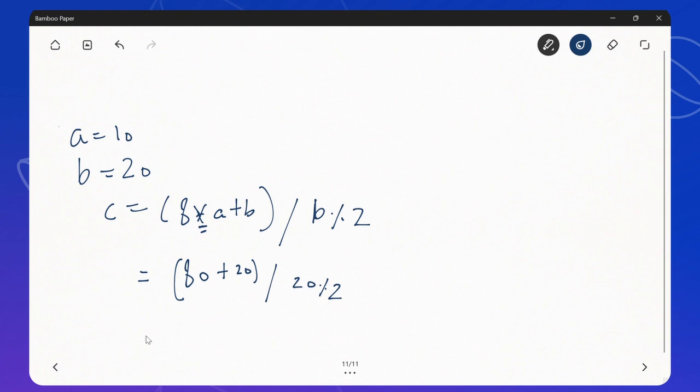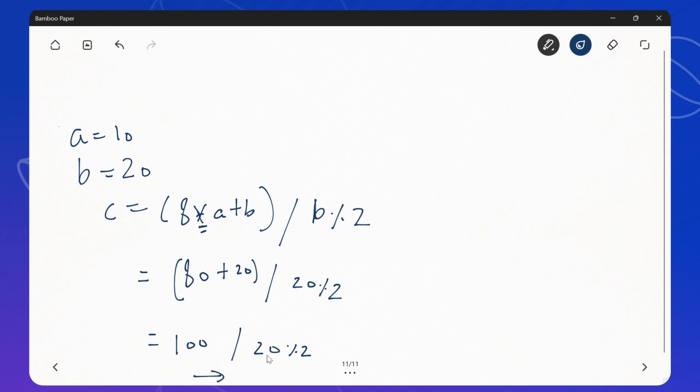We have only replaced the values in this step. Now 80 plus 20, because this is a parenthesis, has to be solved before. It becomes 100. Divided by 20 mod 2. Now, do we have to solve mod before or division before? Remember that both of them have the same precedence, and what we have to do is solve from the left hand side.